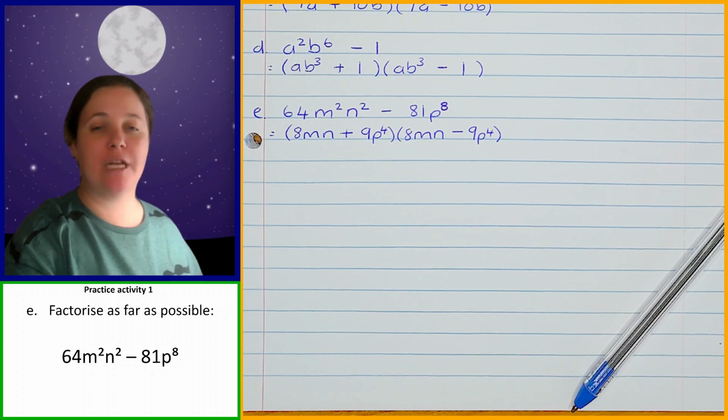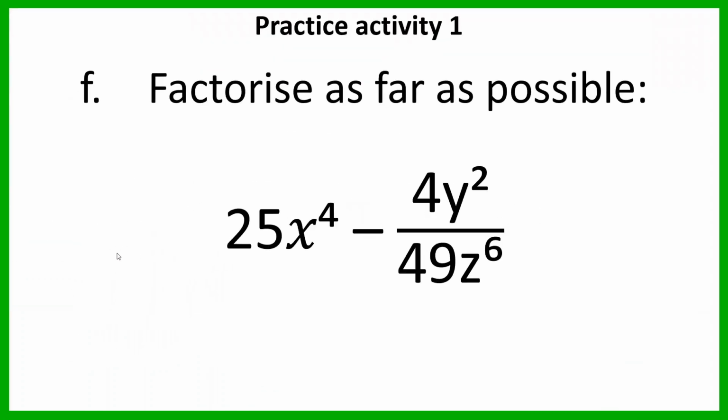Now let's go on to question F. In question F, you've got 25x to the power of 4 minus 4y squared over 49z to the power of 6. I'm going to give you 1 minute to factorize this expression.